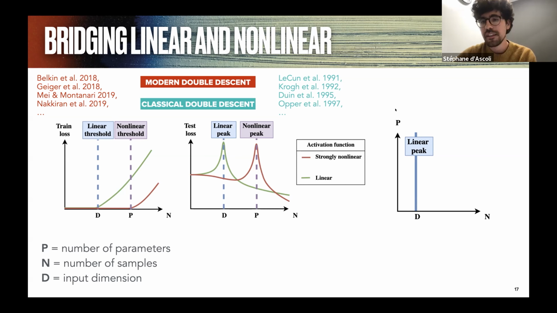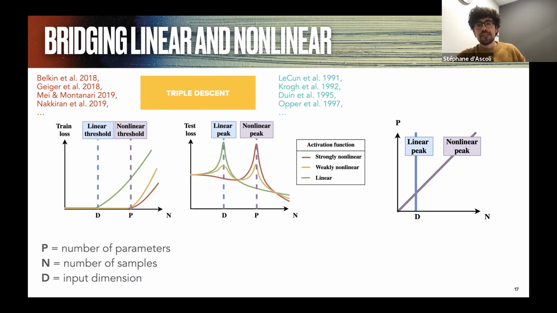If we represent this linear peak in a P-n phase space, as you can see on the right, it's just going to be a vertical line, whereas the nonlinear peak was a diagonal line. Now, one interesting question is, what would happen if we had a weakly nonlinear activation function? For example, a tanh with a really high saturation value. It would be mostly linear around 0, but then it would have some saturation value, which would make it nonlinear. So maybe you could say the peak will be somewhere in between n equals D and n equals P, or maybe you'll have only one of the two. Well, actually, what we showed in this paper is that you can see both peaks simultaneously.